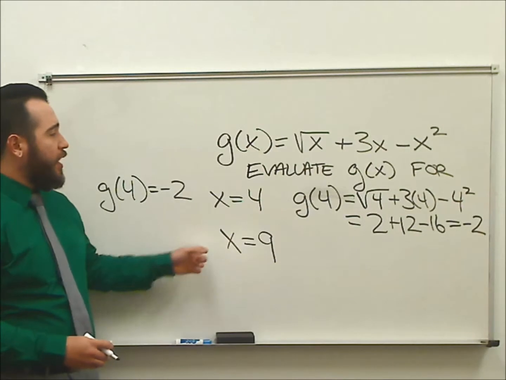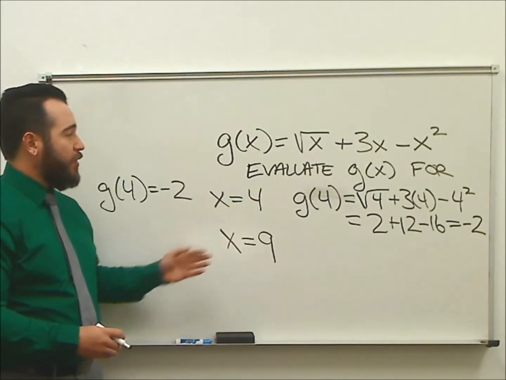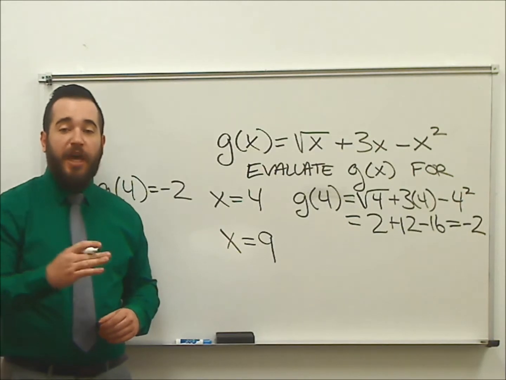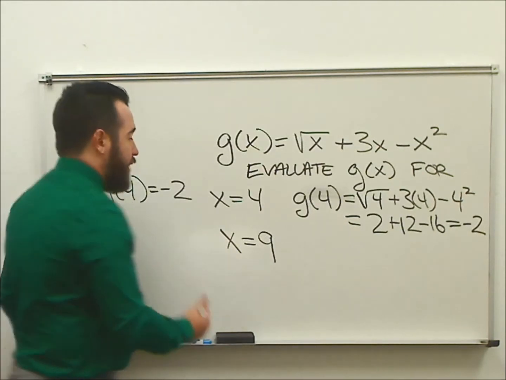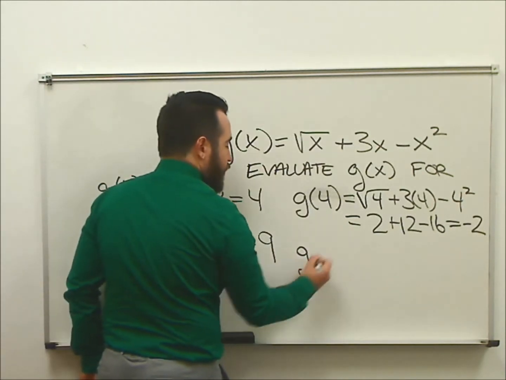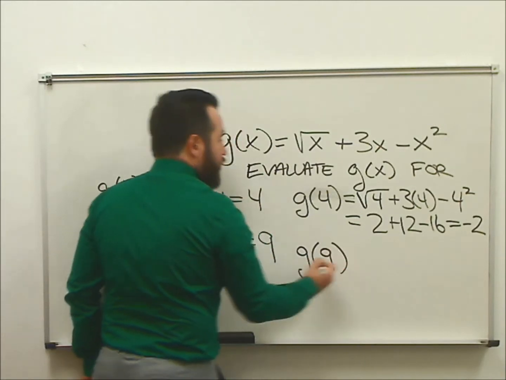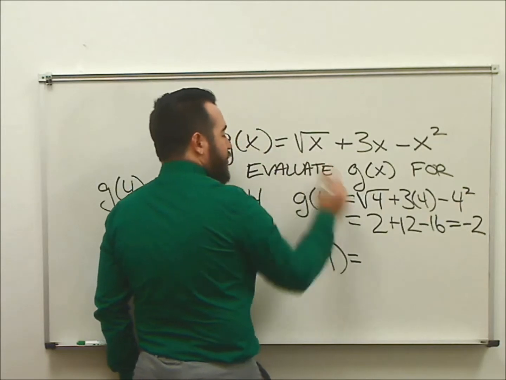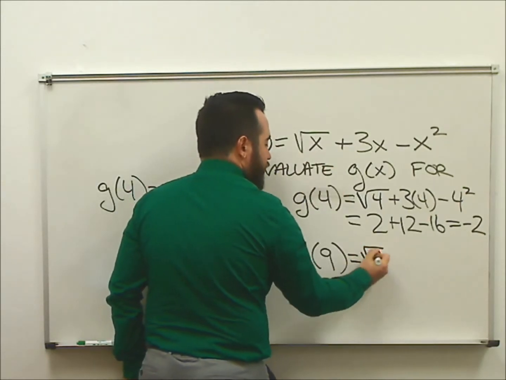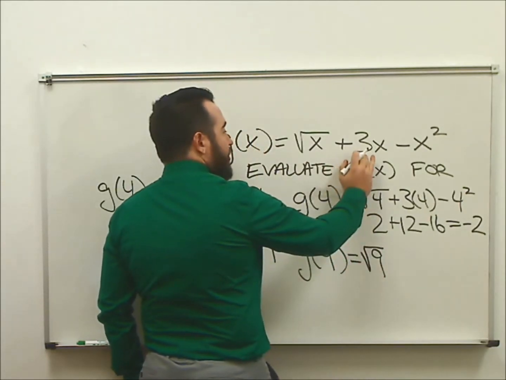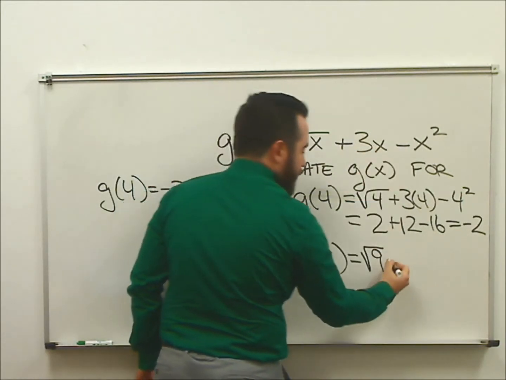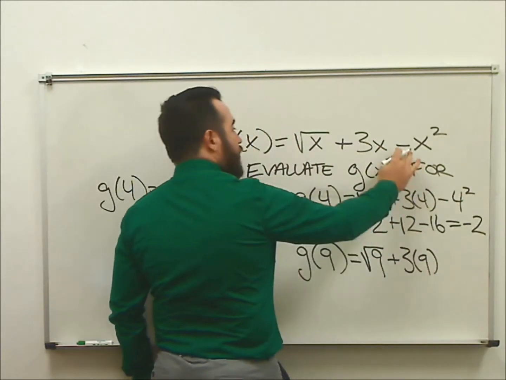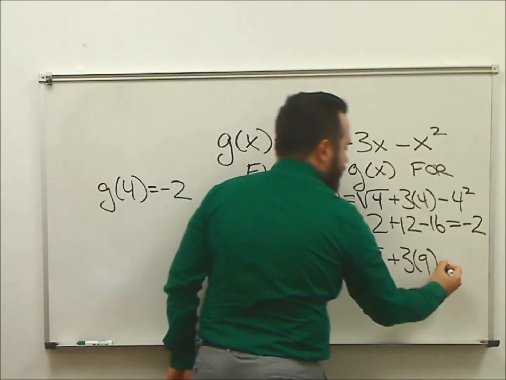All right. For x equals 9, we're going to evaluate g of x. So we want to compute what g of 9 is and plug 9 in for x. Okay. So g of 9 is equal to the square root of 9 plus 3 times 9 minus 9 squared.